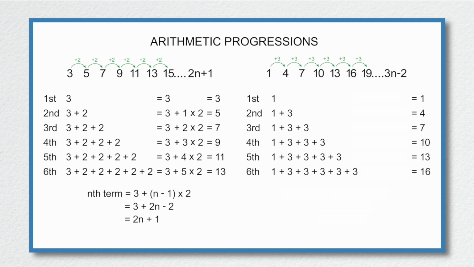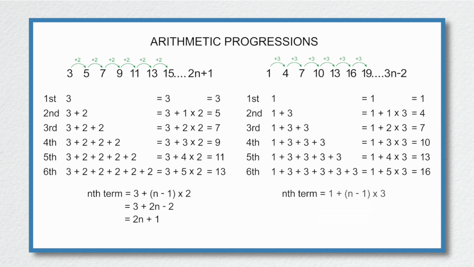And we can see that for the second term of our sequence, we added 1 lot of 3. For the third term, we added 2 lots of 3. For our fourth term, we added 3 lots of 3. For our fifth term, we added 4 lots of 3. And for our sixth term, we added 5 lots of 3. So for our nth term, this is going to be 1 add n minus 1 lot of 3.